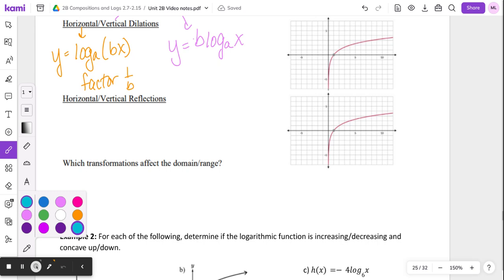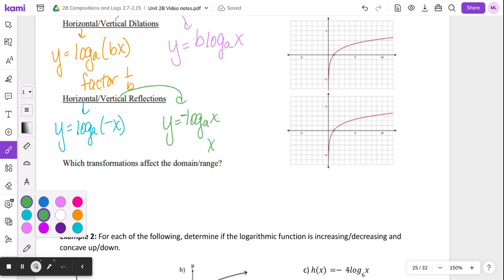All right, and then reflections. So a horizontal reflection means that we are reflecting over the y-axis. And then if it's vertical, you'd have the negative out in front, and that's over the x-axis.